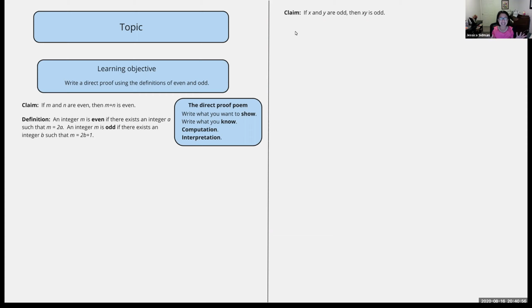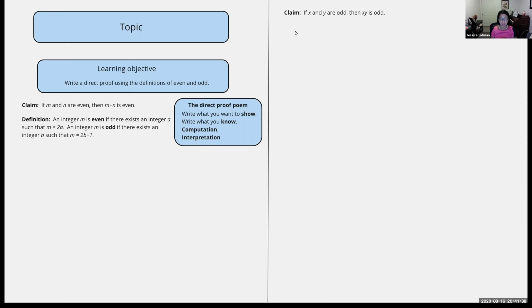Okay, so why am I saying that? Because proofs depend on both assumptions and logic, and we have to make sure we're making the same baseline assumptions. The way we do that in mathematics is we make definitions. We assert them. The definition of even and odd that we're going to use in this course is here. An integer m is even if there exists an integer a such that m is equal to 2a. An integer m is odd if there exists an integer b such that m is equal to 2b plus 1.